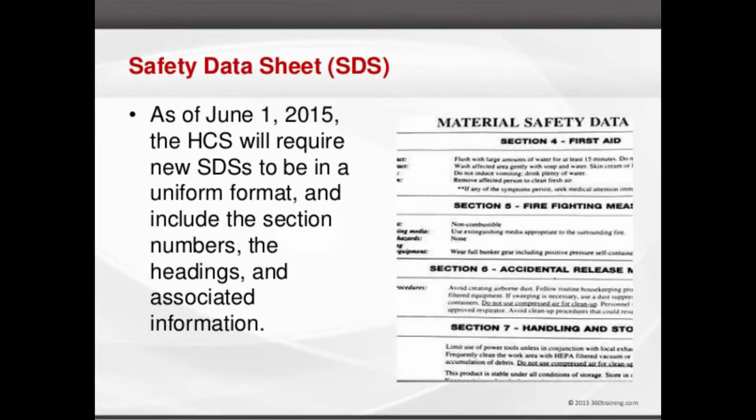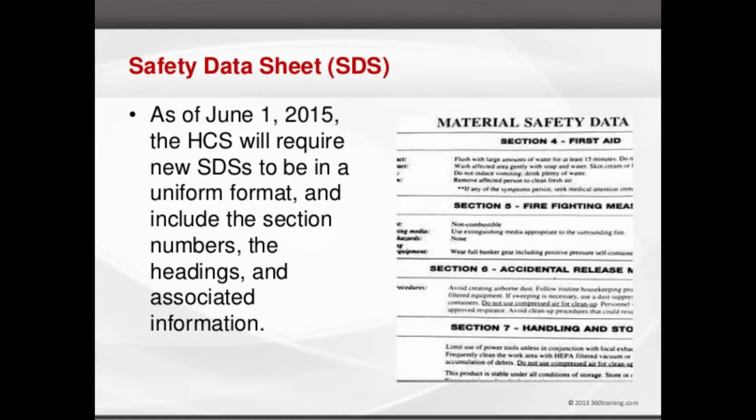Section 1, Identification, includes product identifier, manufacturer or distributor name, address, phone number, emergency phone number, recommended use, restrictions on use. Section 2, Hazard Identification, includes all hazards regarding the chemical, required label elements. Section 3, Composition, Information on Ingredients, includes information on chemical ingredients, trade secret claims. Section 4, First Aid Measures, includes important symptoms, effects, acute, delayed, required treatment.